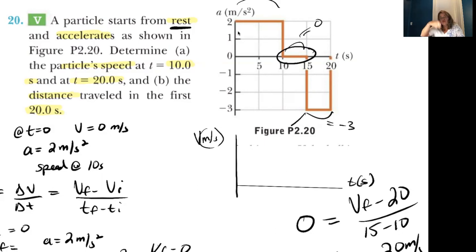for that trip. Okay, where did it start? It started at 0. What was the velocity at 10 seconds? It was 20 meters per second. Okay, you solved for that. How did I know that line was linear? Because look at the acceleration. Acceleration's constant too. The slope of this curve is equal to 2 meters per second squared.